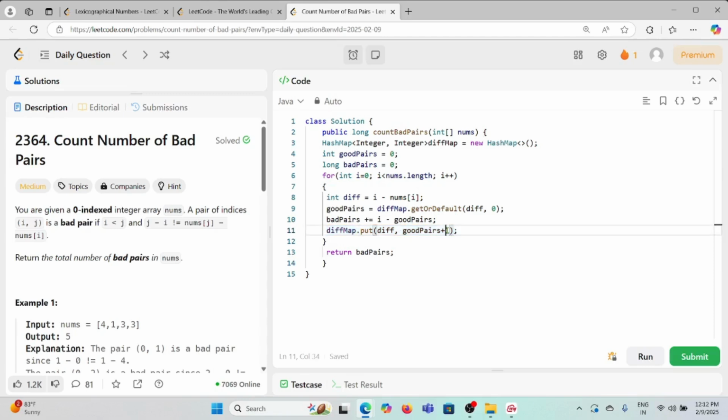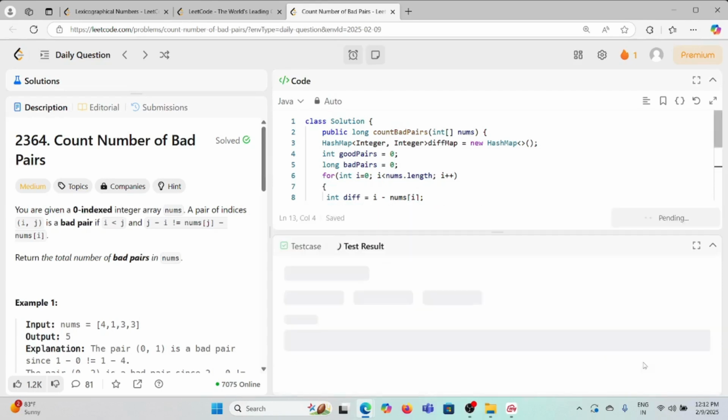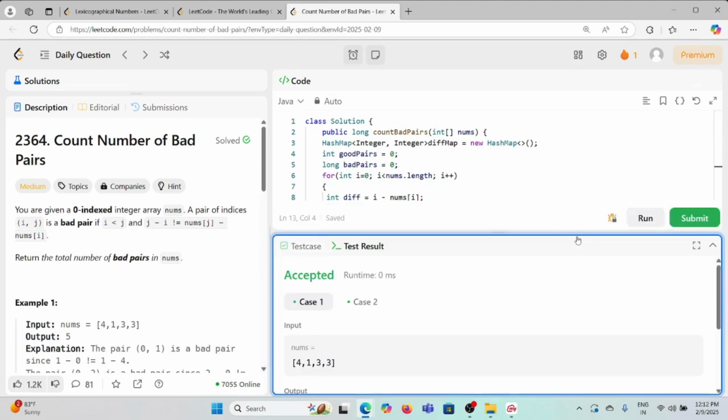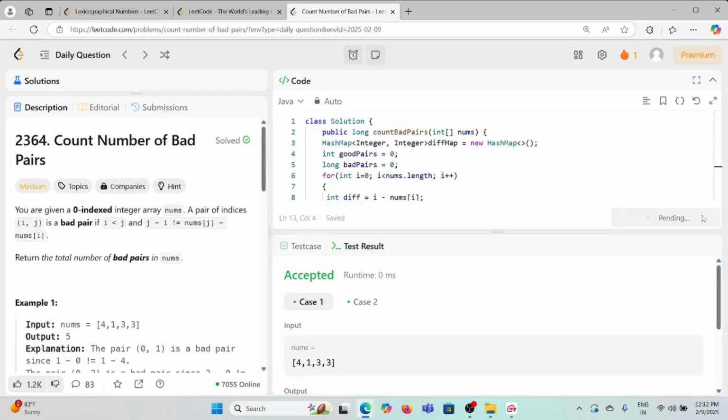Finally, we traverse through this entire array, and in this bad pairs variable we are storing all the bad pairs based upon these good pairs, and finally we are returning the total number of bad pairs. So let me execute this code. Yeah, let me try to submit it.